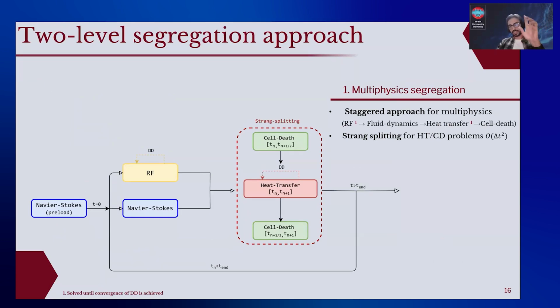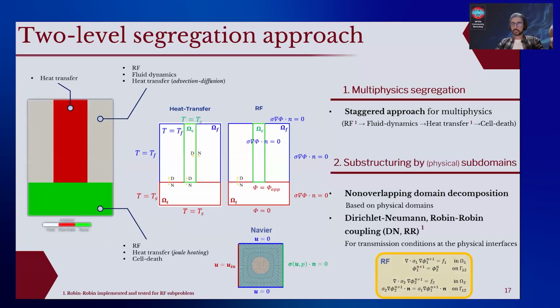And specifically for the cell death and heat transfer block, we resort to a strong splitting to increase the accuracy of that specific sub-block. Then we operate a substructuring by subdomains, meaning that we do a non-overlapping domain decomposition based on the physical domains that we have in our geometry. And for the transmission condition, we implemented both a Dirichlet-Neumann and a Robin-Robin coupling, and the latter one has been tested mainly on the radiofrequency part.